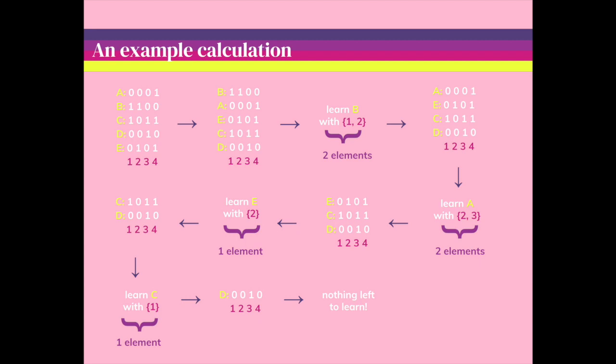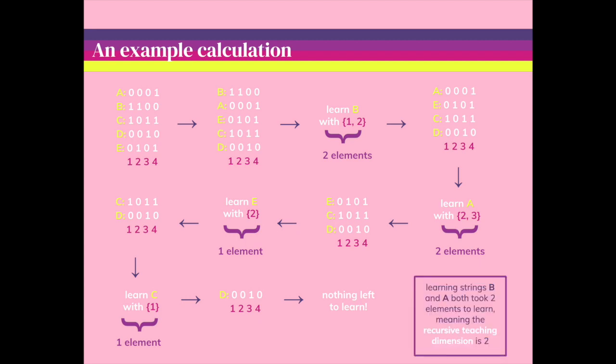So if we look at what it took to learn each string, learning B took 2 elements, learning A took 2 elements, learning E took 1 element, and learning C took 1 element. As we've defined the recursive teaching dimension as the maximum number of elements it takes to learn any 1 string in our set, when all of them are minimized, that is going to be our recursive teaching dimension. So the maximum out of 2, 2, 1, and 1 is 2, meaning the recursive teaching dimension of our entire set is going to be 2.